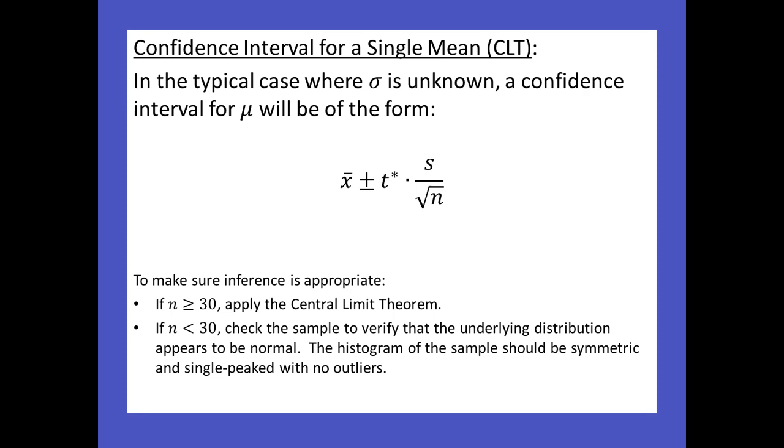That's the easy scenario. The other one, if n is not large enough, if n is less than 30, check the sample to make sure the underlying distribution appears to be normal. The best you can do here from looking at the sample is you want to see something that looks kind of normal. So what you want to see in that histogram is that you want it to be symmetric with a single peak and no outliers. The symmetry doesn't have to be absolutely perfect, but you don't want it to be something that's clearly skewed.